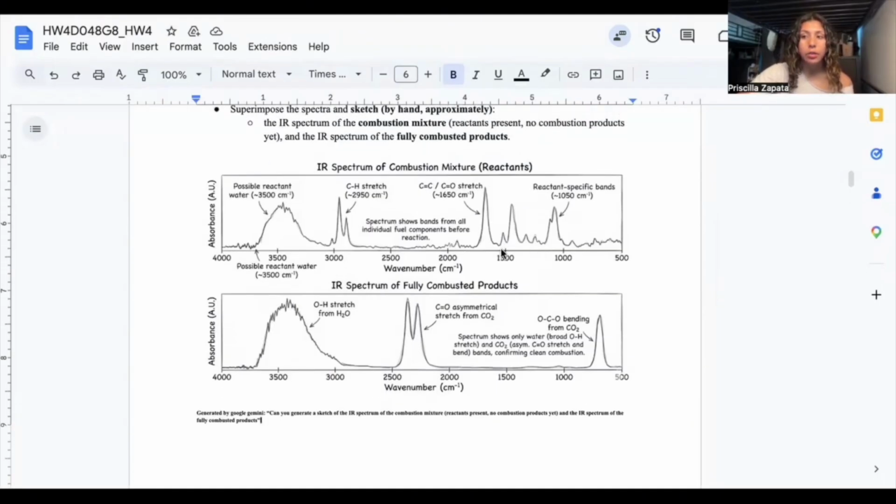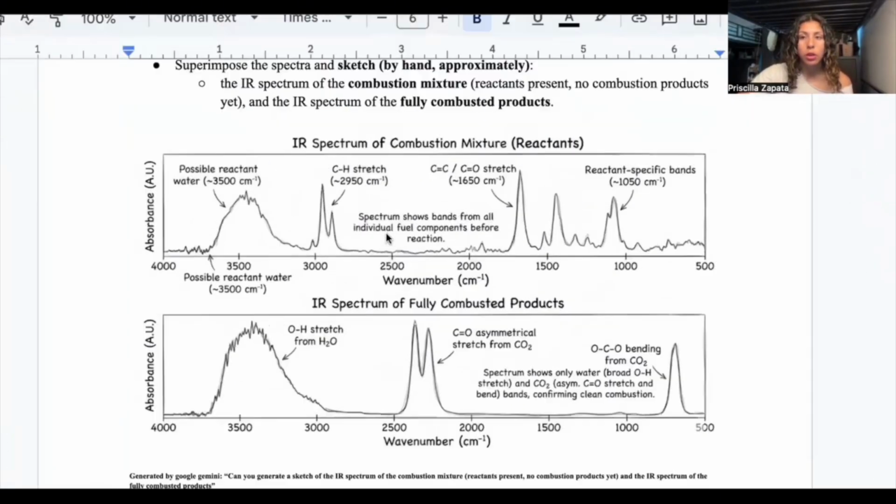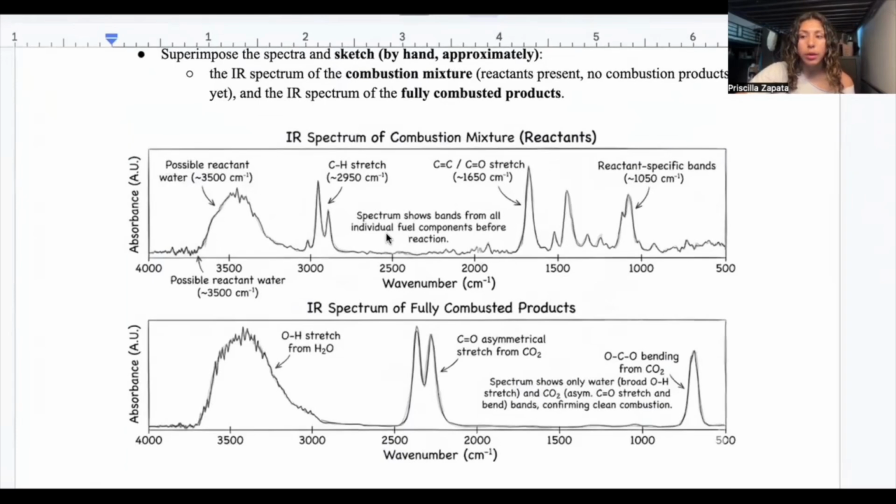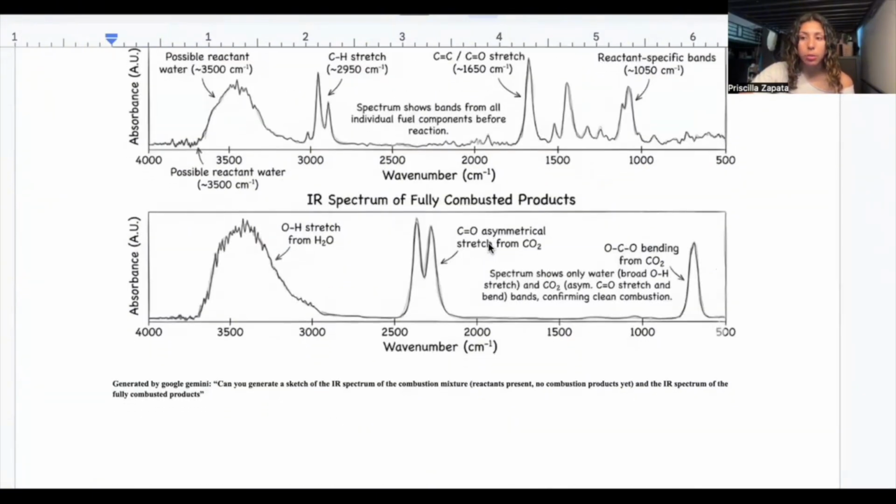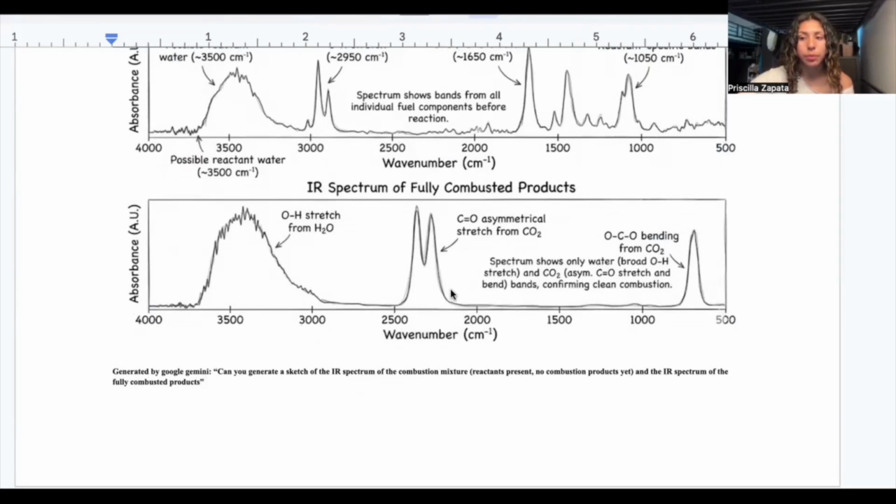So for the IR analysis of the methane combustion, our reactant sketch shows only methane peaks, specifically the CH stretch at 3019. Oxygen is absent because it's IR inactive. In the product sketch, the methane is gone, replaced by CO2 at 2349 and broad water vapor bands. Because of the 1 to 2 stoichiometry of the reaction, the water bands are noticeably more intense, confirming successful and complete combustion.